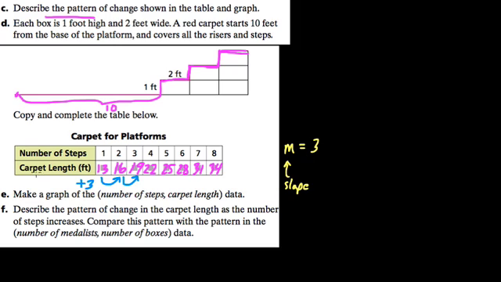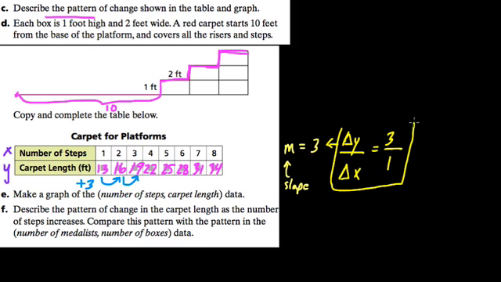In other words, if carpet length is the y variable, because that's the dependent variable, and the number of steps is the independent variable, that means the rate of change is 3 more feet of carpet for every 1 step added. So when we say 3 as the slope, that really means the delta y, or the change in y, in this case the change in carpet length, over the delta x, or the change in number of steps, is 3 more feet of carpet for every 1 step. That's the ratio, which of course is just 3, but that's a little bit of the idea behind it.